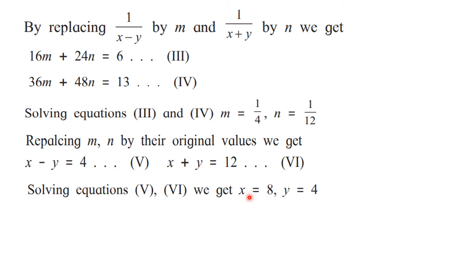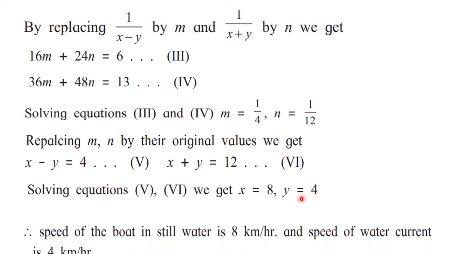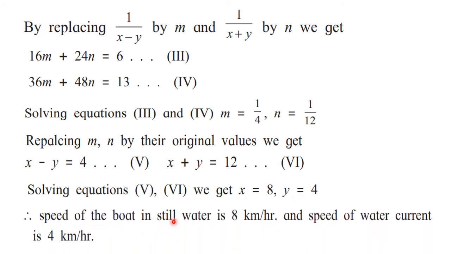But what is x now here? The speed of the water current. And what is y? The speed of the boat in still water. That should be your last answer as a statement. And therefore, the speed of the boat in still water is 8 kilometers per hour and speed of the water current is 4 kilometers per hour. Okay. I hope you must have understood this question. As I have said, this is an important question. This will appear in question number 4 for 4 marks.